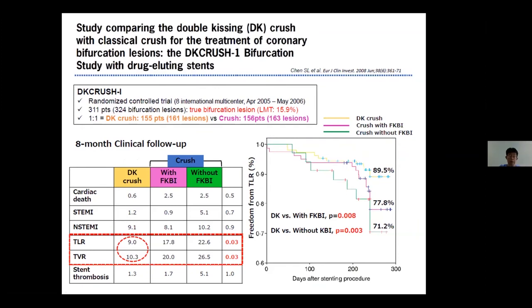Some papers tell us good results for DK crush stenting. This is a bifurcation lesion study, including LMT lesions. As you can see, this is a crush with final kissing balloon technique, and this is a crush without final kissing balloon technique. This paper compared the 3 groups, and the first endpoint is freedom from TLR. As you can see, DK crush technique is better compared to the other techniques, crush with final kissing and without kissing.